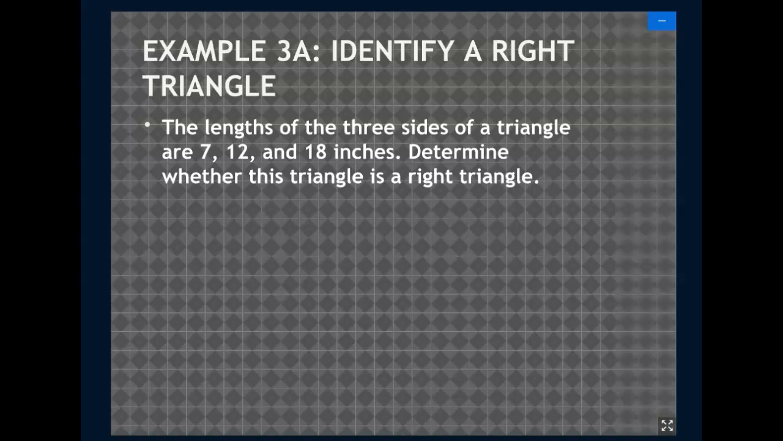So we are given side lengths 7, 12, and 18. Remember, the hypotenuse is always the longest side because it's across from the 90-degree angle. And a 90-degree angle is the largest angle you can have in a triangle. And the triangle angle determines the length of the side. So the smallest angle will be opposite the smallest side. Largest angle is opposite the largest side. So that means that 7 and 12 are my legs. And 18 is my hypotenuse.